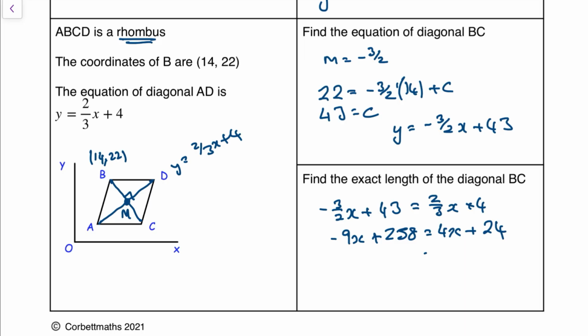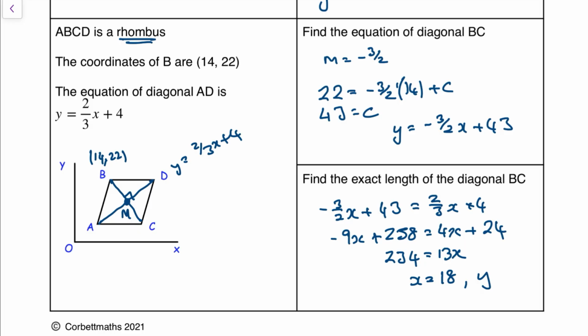Let's collect. So add 9x to both sides, gives me 13x. Take away 24 from both sides, gives me 234. Then hope that this gives me a nice number. So do 234 divided by 13. I'm on my calculator. So 234 divided by 13, thankfully, is a nice number, which is 18, which means I can then calculate my y.